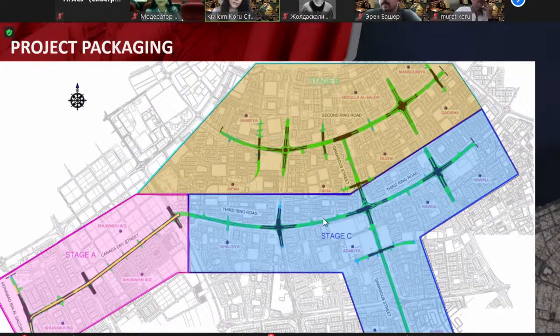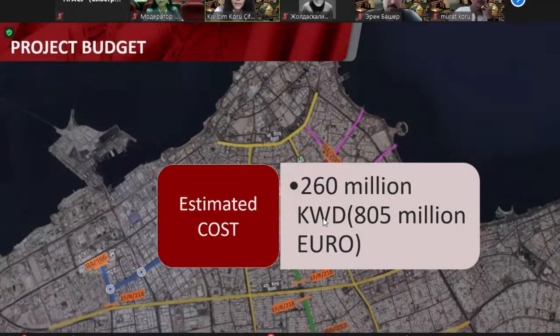Stage A includes the Canada Dry Street with, as I said, a long viaduct, almost 1.9 kilometers long, with 3 interchanges. And stage C includes a part of 3rd Ring Road and Damascus Street with again 3 interchanges on it. And lastly, 2nd Ring Road at stage B. Again, it has 3 interchanges along the packaging. So this project is expected to cost around 260 million Kuwaiti dinars and around 805 million euros.